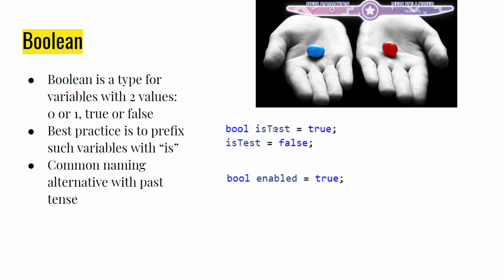So a Boolean is a variable that stores one of two values, true or false. It's quite simple, and there's not much to say about it other than you should name it by prefixing it with an is prefix, or use past tense. So is something, or enabled, gone, disabled, and so on. Both naming patterns are commonly used.